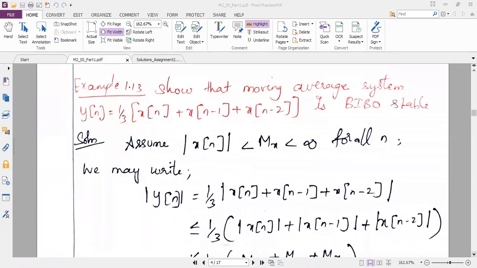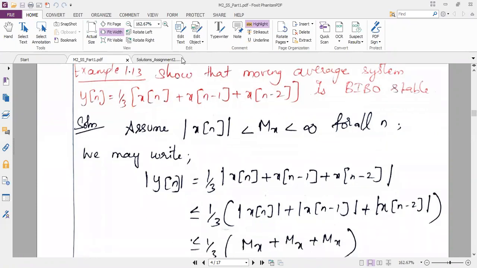After writing that, I'm finding the magnitude of y of n. Can anybody tell me why I'm finding the magnitude of y of n? Because for the magnitude of y of n, we have the condition that it should be less than infinity. Because of that reason, I am writing the magnitude of y of n. You know how to find the magnitude of y of n?